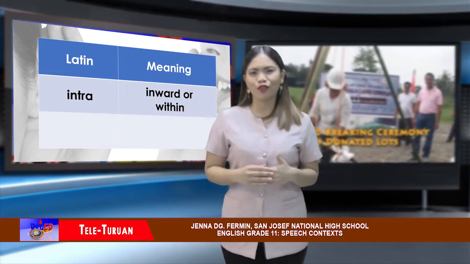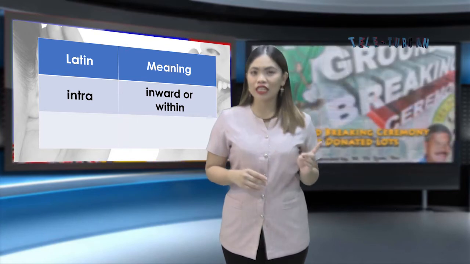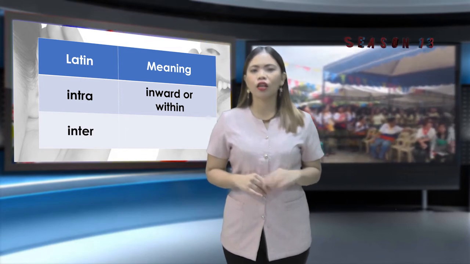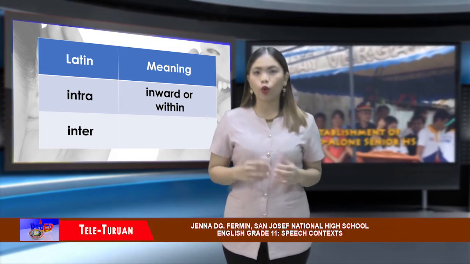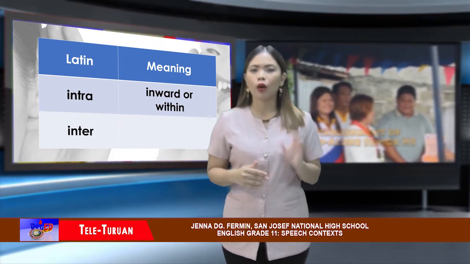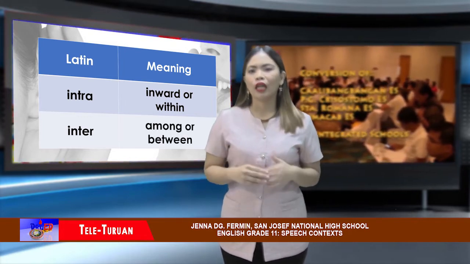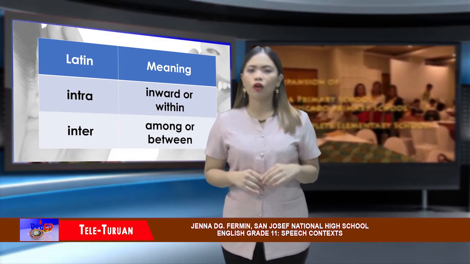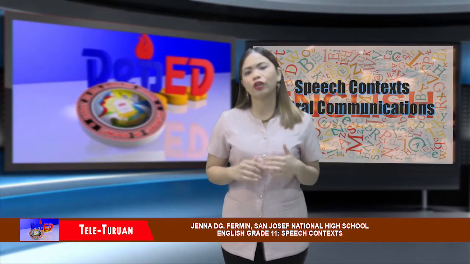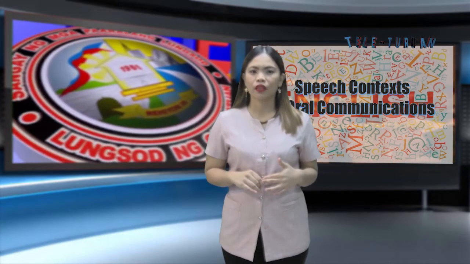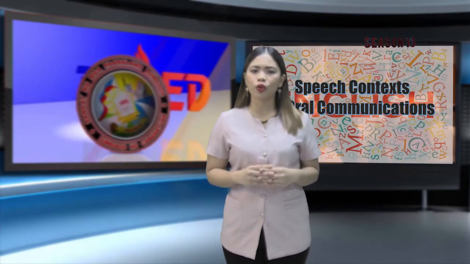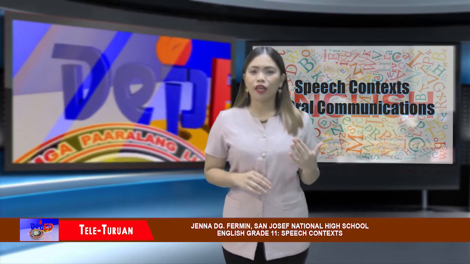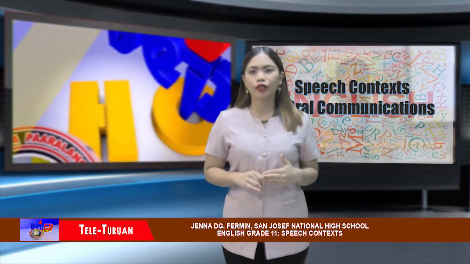Now, let us move to the second type of speech context, which is interpersonal communication. Borrowing from the old language, Latin, the word inter, or as we use it as a prefix nowadays, means among or between. This only implies that this is a communication which occurs among people or between two people to establish a relationship between or among them. This type of speech context is usually used to have an exchange of ideas with other people. Brainstorming is one of the activities that can be done under this context.